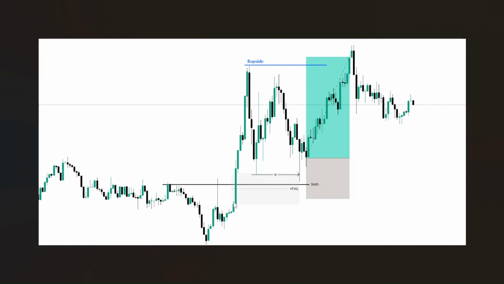So what we have here, we got this candle, we got this candle, and then we got this candle number 3. So now candle number 1, candle number 2, and candle number 3.